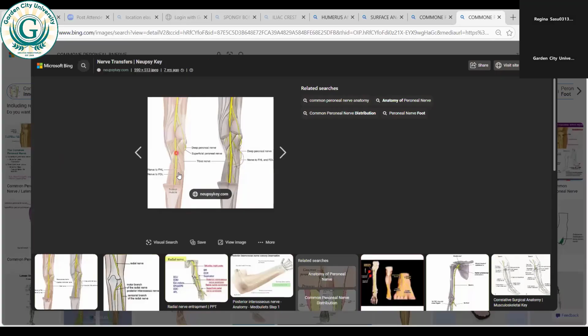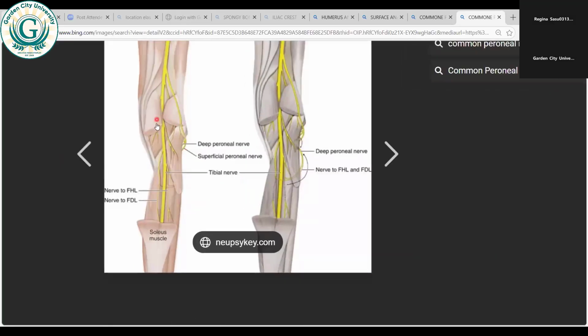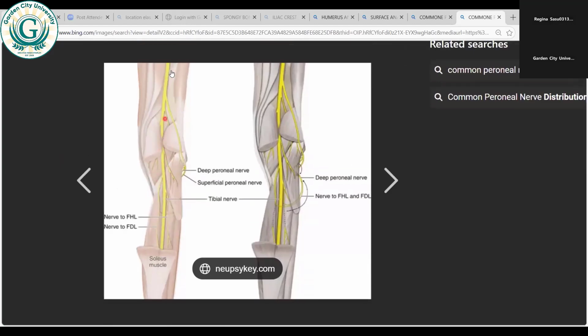From the back, please, for your orientation, this is the popliteal fossa. This nerve is the sciatic nerve. The sciatic nerve is actually two nerves together: there's a tibial nerve and there's a common peroneal nerve. So here it's split into two, the tibial portion, and this is the common peroneal one.